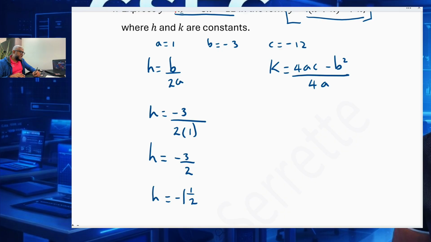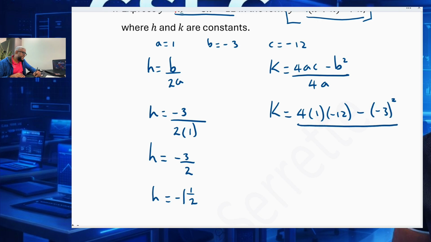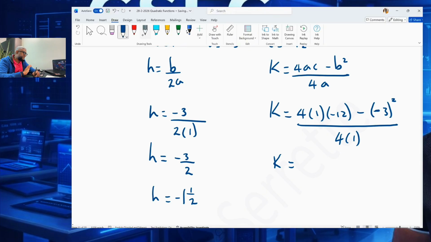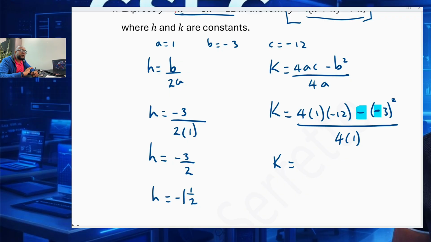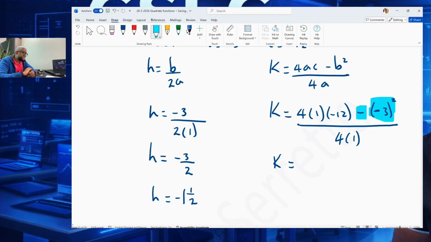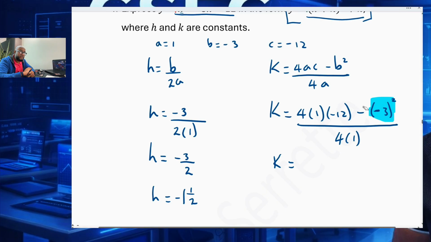So there we go. K is equal to 4 by 1 by negative 12 minus negative 3 to the power of 2 all over 4 by a, which is 1. When we work out our numerator here, what do we get? We ain't come here to stick, guys. You cannot come and say that a negative by a negative is a positive here, right? Because you have to work out the brackets first. So you have to work out this entire thing first, and then you would say negative of whatever you get there. Are we clear?